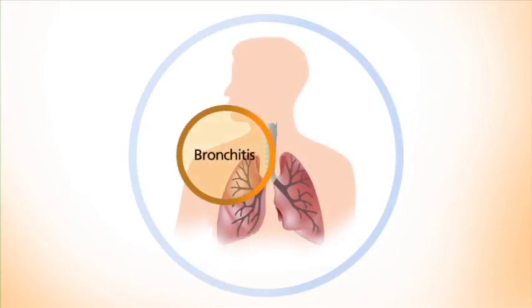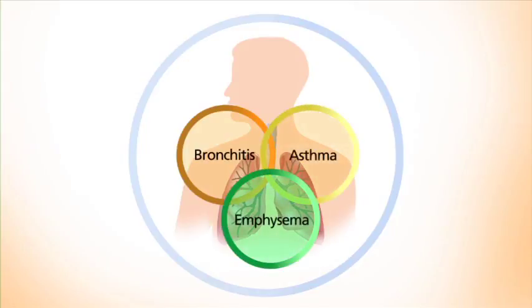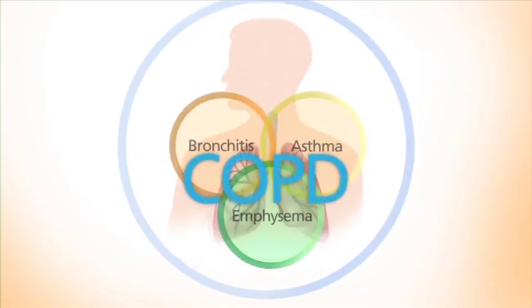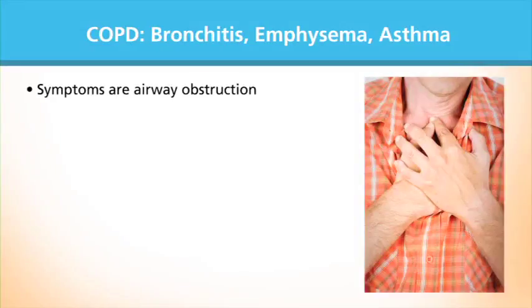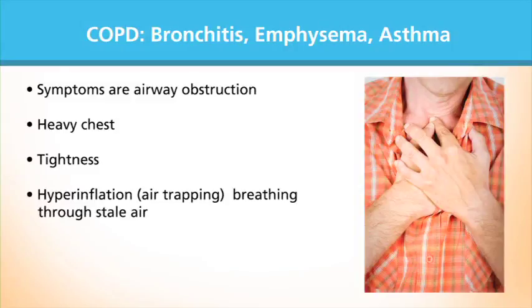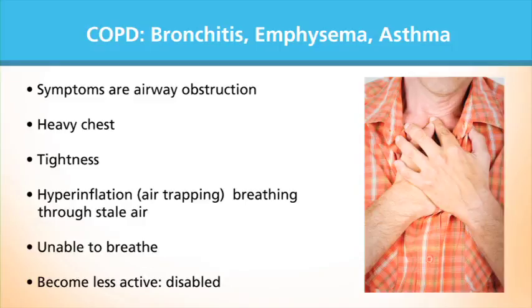Now, COPD is a chronic and progressive lung disease with exacerbations. There are no cures thus far. However, all components are treatable. Comorbidities are also treatable. COPD is a combination of chronic bronchitis, where there's closing down of the airways, asthma, which also closes down the airways, and emphysema, which again closes down the airways. These conditions occur in overlapping proportions. Each one causes airway obstruction by closing down the airways, making it harder to move air into and out of the lungs. And it's characterized by airway obstruction, a heavy chest, tightness, hyperinflation, that is air trapping. Person is unable to breathe, and they become less active, consequently less able to be active, leading to disability.